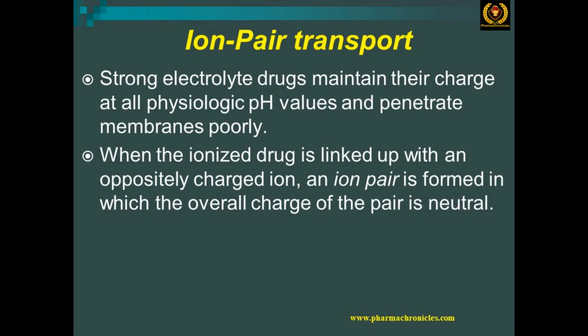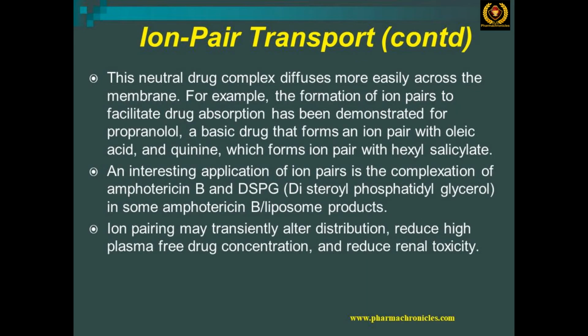Ion pair transport. Strong electrolyte drugs maintain their charge at all physiologic pH values and penetrate membranes poorly. When the ionized drug is linked up with an oppositely charged ion, an ion pair is formed in which the overall charge of the pair is neutral. This neutral drug complex diffuses more easily across the membrane.